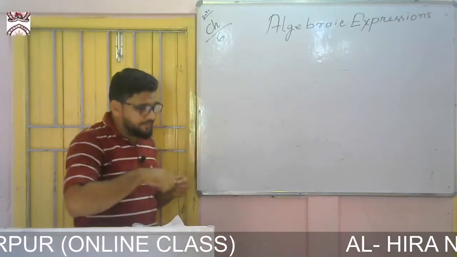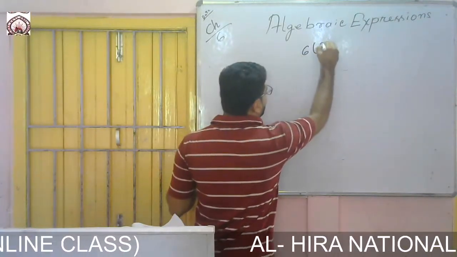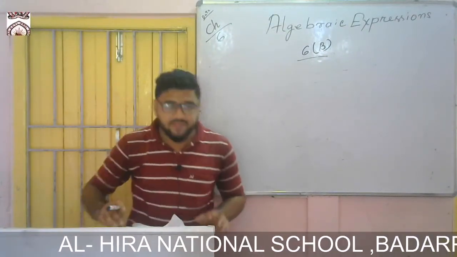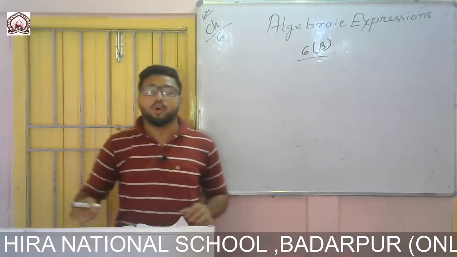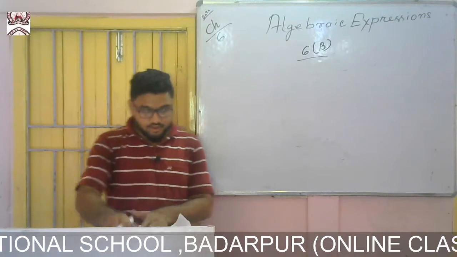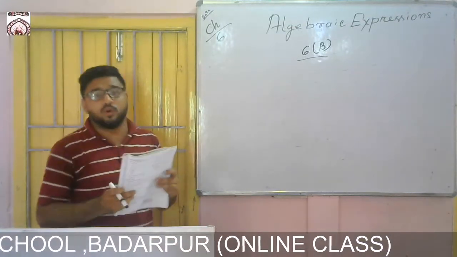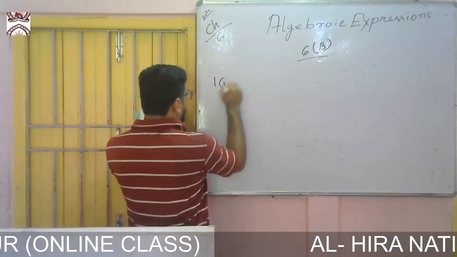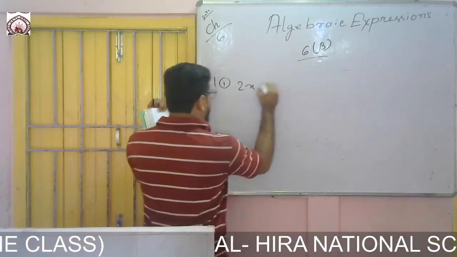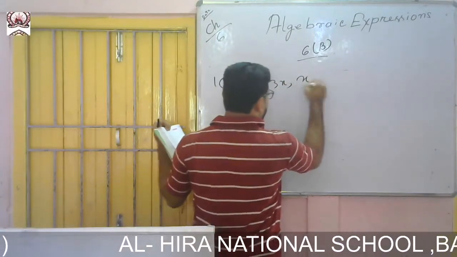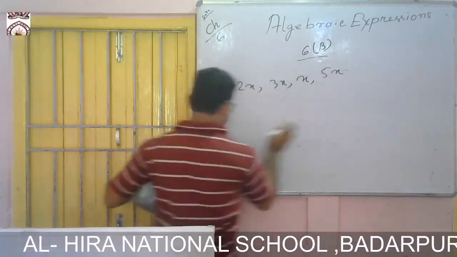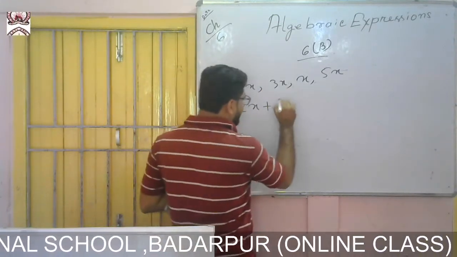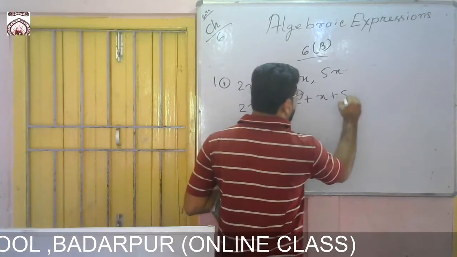Now come to exercise 6b. So 6b, what is there? Add twice x, thrice x, x, 5x. We have to add. We can add and subtract only like terms. So you see twice x, thrice x, x, 5x are all like terms, so we can add them. Question number 1: twice x, thrice x, x, 5x. To add, in place of the comma you place the plus operator.